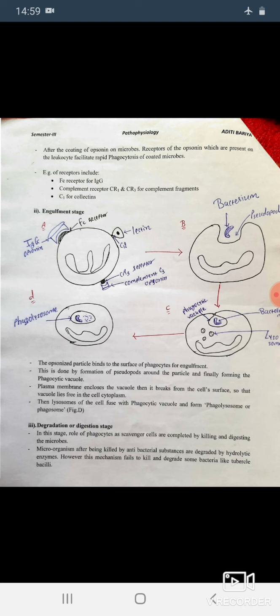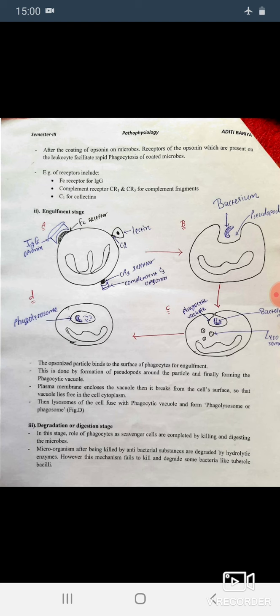So that vacuole lies free in the cell cytoplasm, and that vacuole binds with the lysosomes. Lysosomes are the organelles present in the cell, right? So in the cell, the vacuole binds with them and forms the phagolysosome, or you can say phagosome, and you can see that in picture D, the last picture, phagolysosome.